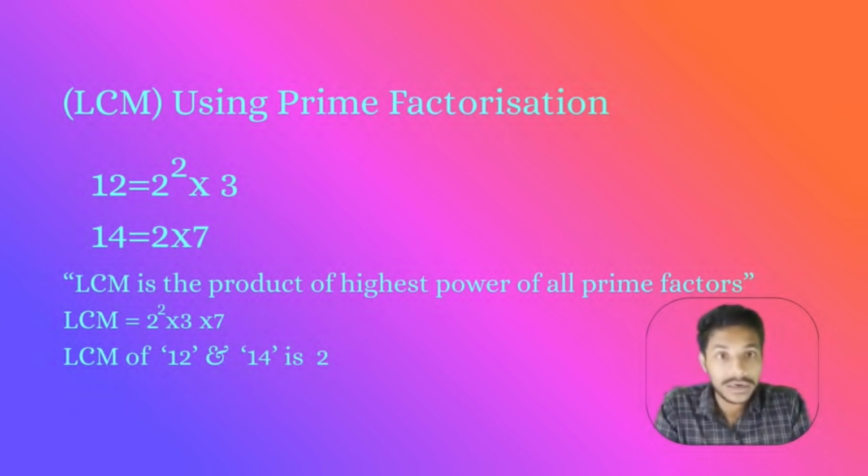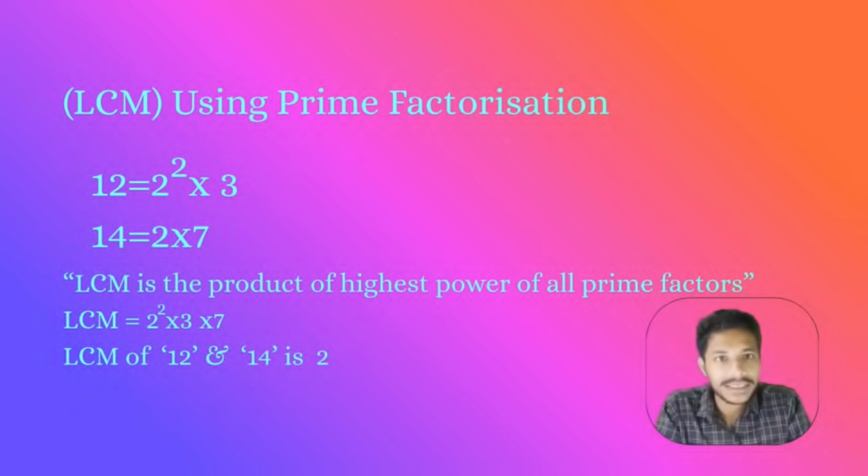Now if you consider the prime factors of 12 and 14, all the prime factors in 12 and 14 are 2, 3 as well as 7. Now we have to multiply these prime factors. Before multiplying, we need to have highest powers. Yes, that's what the LCM meaning and definition states. LCM is the product of highest powers of all the prime factors. As you can see on the screen, by this method we got the LCM as 84.